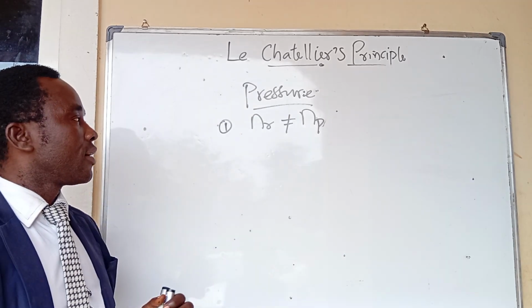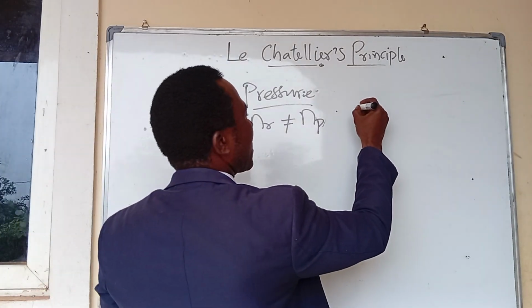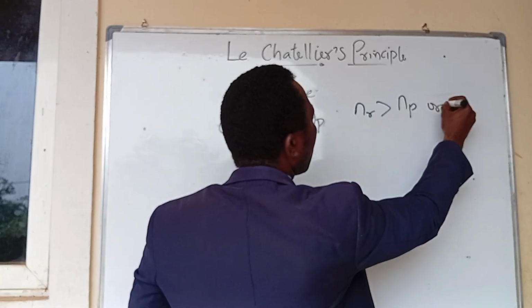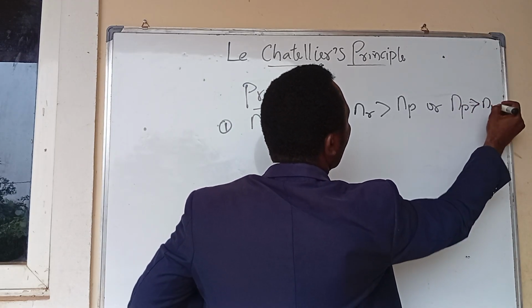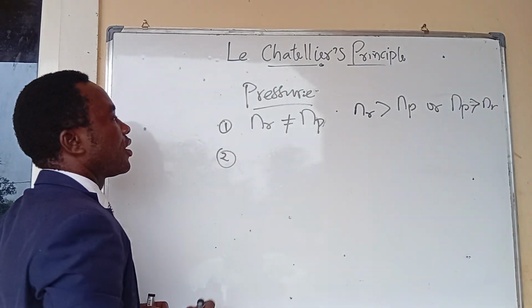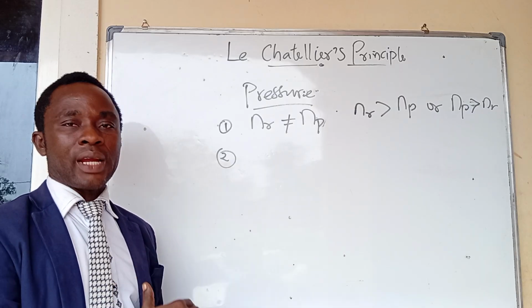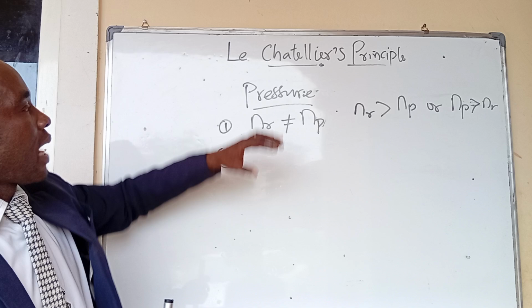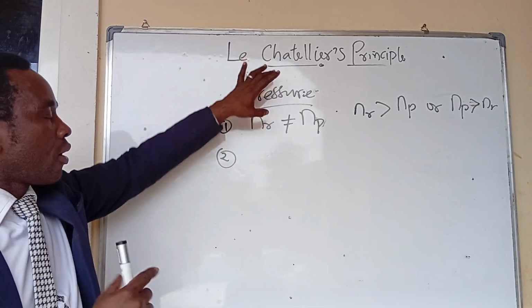That is to say, for pressure to have effect, either the number of moles of reactant is greater than the number of moles of product, or the number of moles of product is greater than the number of moles of reactant, in whichever way. Now, the second condition is that there must be gaseous species in either the reactant or the product. That means pressure is based on gases, not solids and liquids.